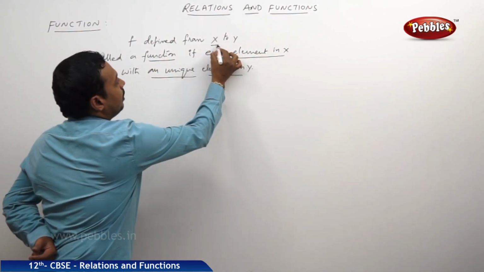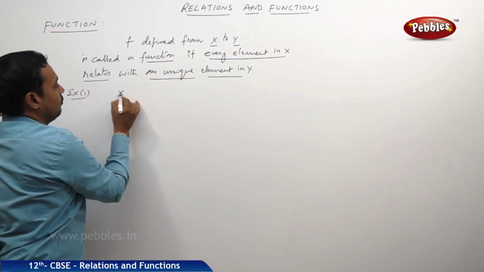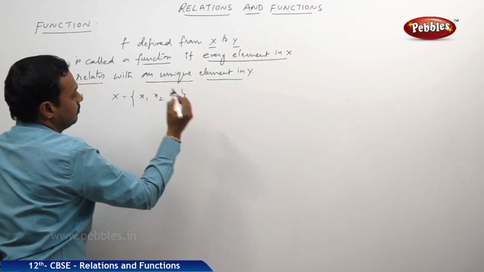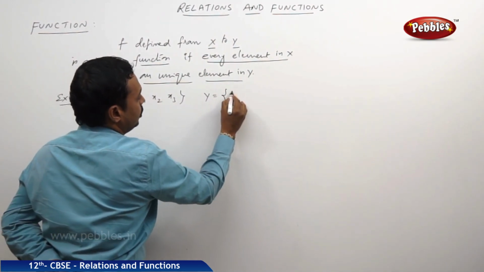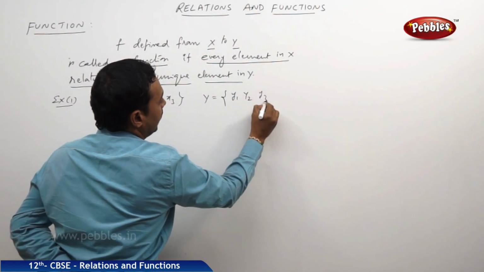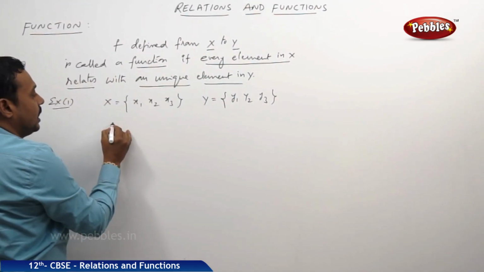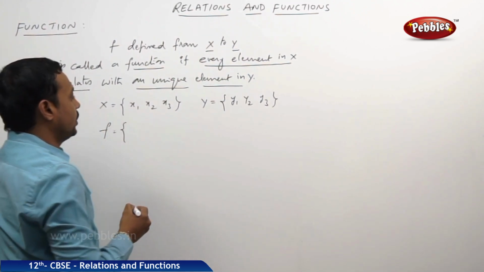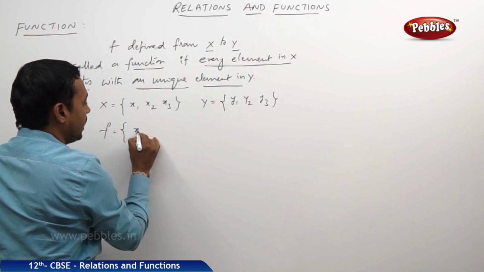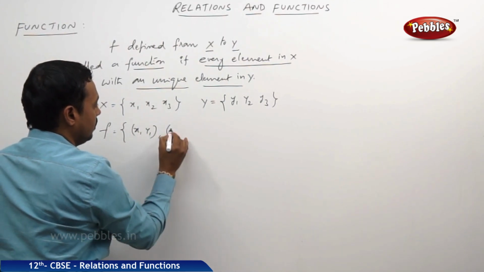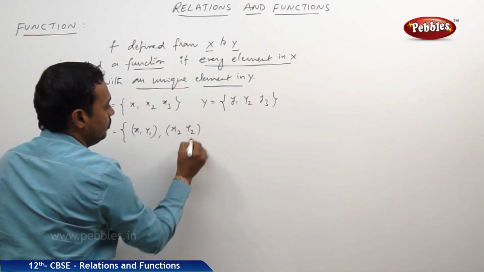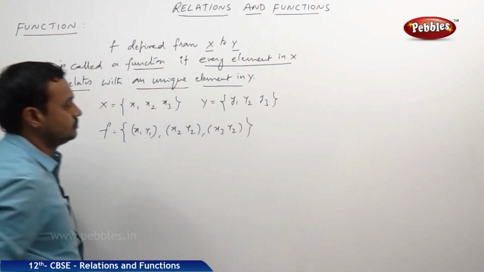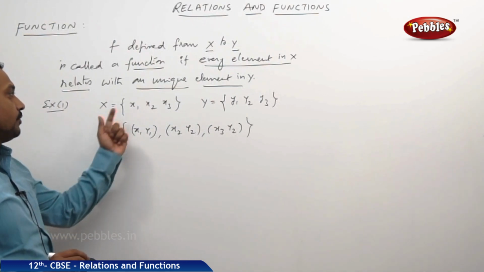Here x and y are two non-empty sets, where I am taking x as x1, x2, x3 and the set y as y1, y2, y3, and a relation f is going to be defined as x1, y1, x2, y2, x3, y2. Now this is a relation defined from x to y.